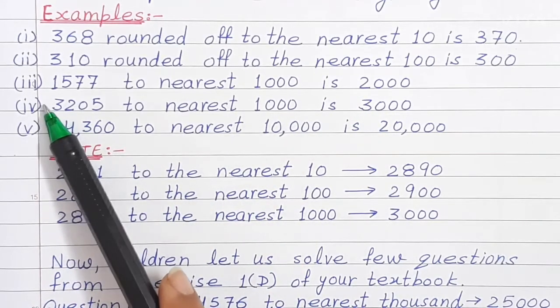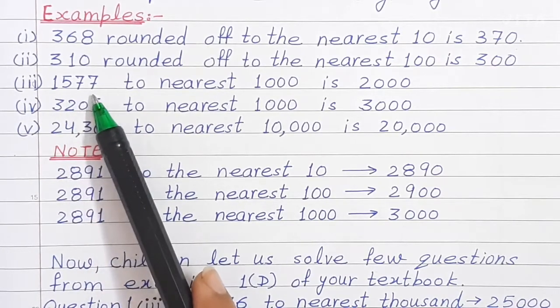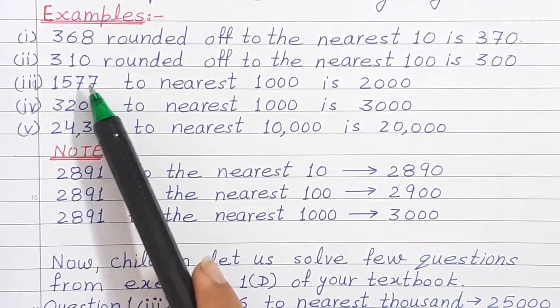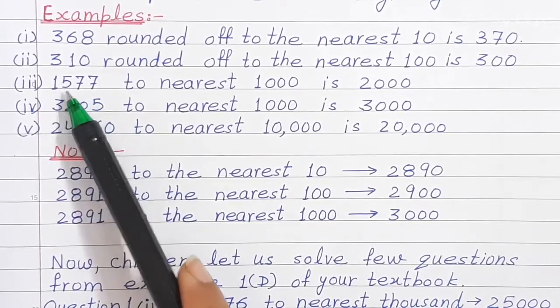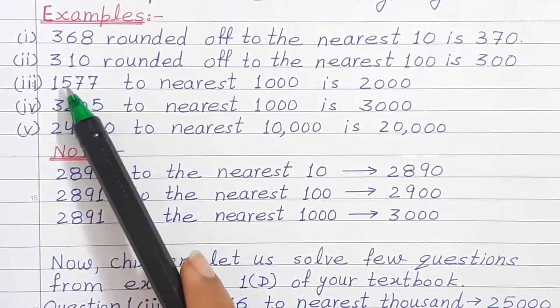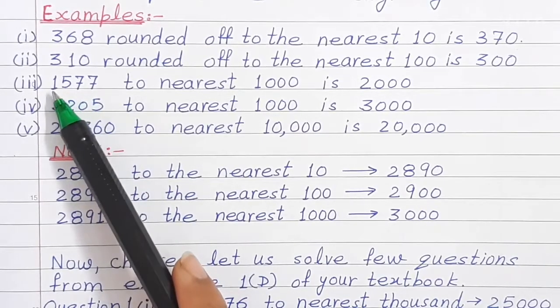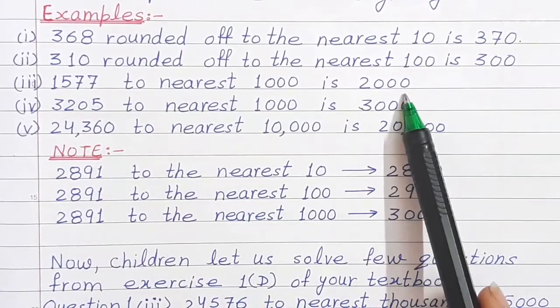Now, the third part is 1577 to the nearest thousand. Now, this is ones, tens, hundreds, thousands. So, just before thousand, that is at the hundreds place, it is 5. Now, as per the rule, if the digit is 5 or more than 5, we shift to the next. Clear? Now, 1577 is near to 2000. Clear?